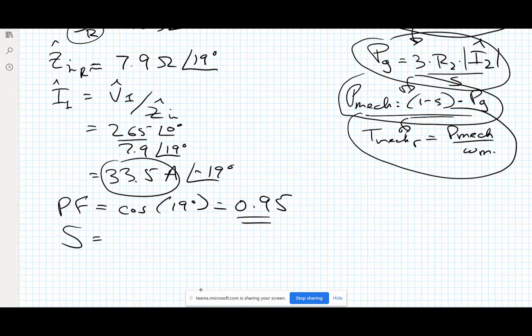Looking into this motor, I could find my rated volt amperes. That's square root of 3 times 460 times 33.5. Now, I'm going to just finish this. I know I went over, but I think it might be helpful for you all to see this. That's 27 kVA.